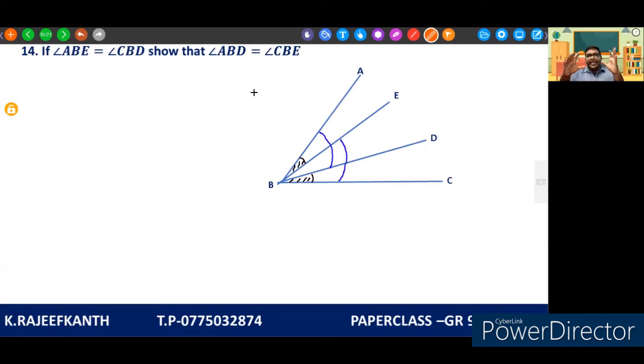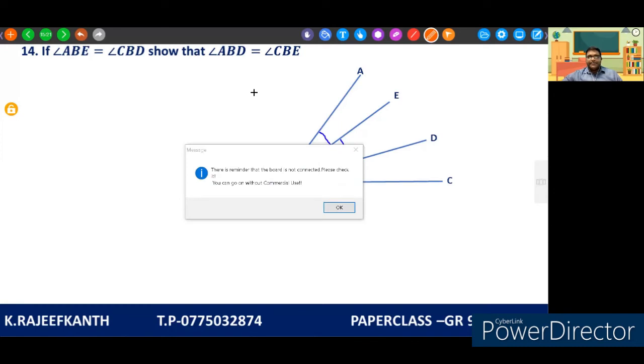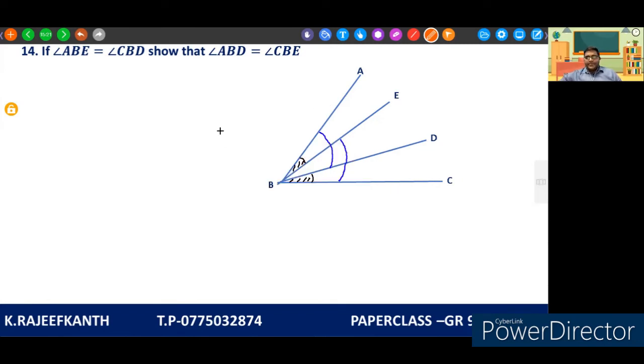Right? So here they have given the data that angle ABE and angle CBD are equal. So we have to prove that angle ABD equals angle CBE. Already you have learned about axioms, so by using axioms, you can prove this one. Here angle ABE is equal to angle CBD. That is the data, because they have given the data.